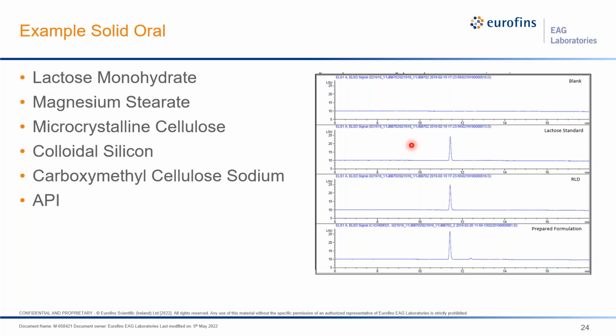formulation, for example, which is our solid oral. This is a tablet formulation. I will note that everything that I've gone through in this presentation is made up in a way. We're not showing any of our client data. So what you'll see here is a formulation that contains lactose, magnesium stearate, microcrystalline cellulose, colloidal silicon dioxide, and carboxymethylcellulose sodium. So why is this formulation so difficult?